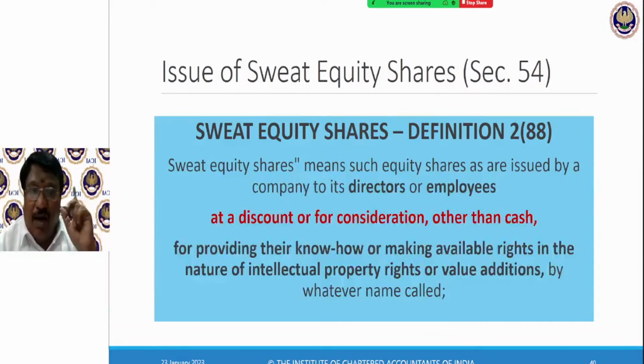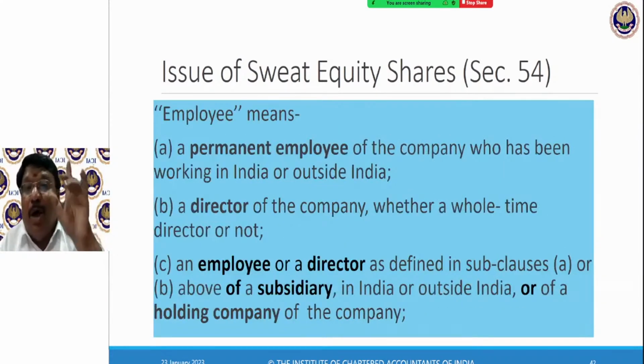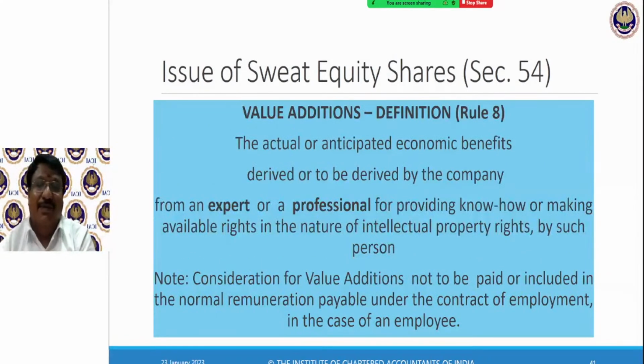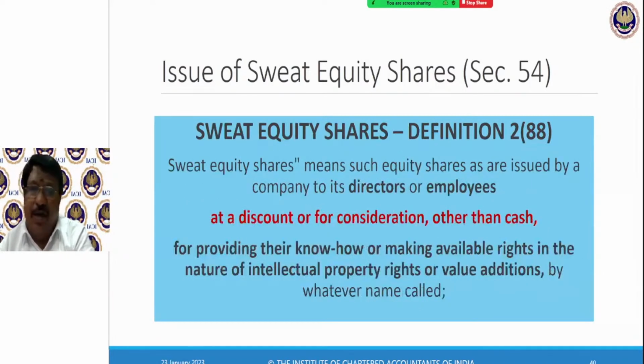Sweat equity, I can allot at a discount. ESOP, I cannot allot at a discount. Okay, these are the basic differences between sweat equity shares and ESOP shares. One more important distinction. ESOP can be allotted only to employee directors, directors who are employees. Whereas sweat equity can be allotted to any director, whether whole time or not. Okay, you can allot to any director.